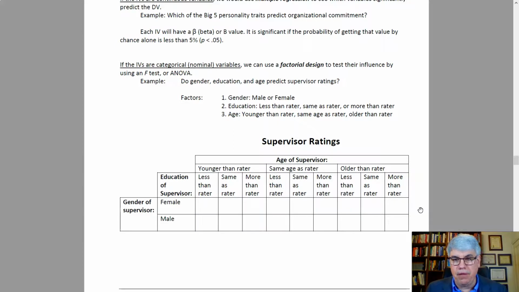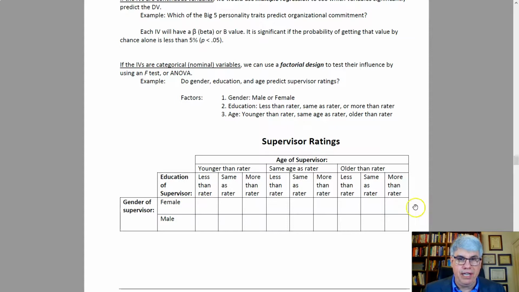It's kind of a rule of thumb, and calculate their average and use an F test to see if gender influences the supervisor ratings, education, or age. And not only that, we would be able to see if the influence of gender varies with education, and if the influence of gender varies with age, and if the influence of education varies with age, and all kinds of combinations. We can see how everything interacts with each other. It gives us lots and lots of statistics so we can see how things interact with each other.